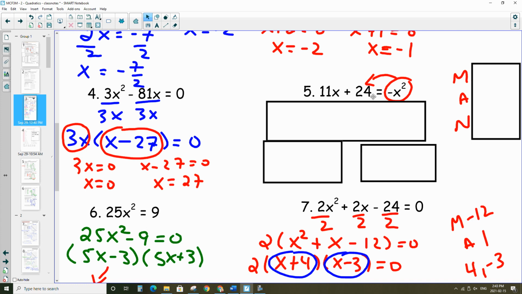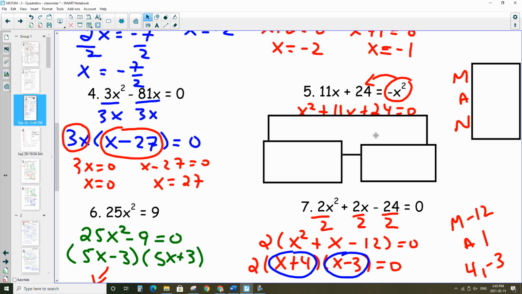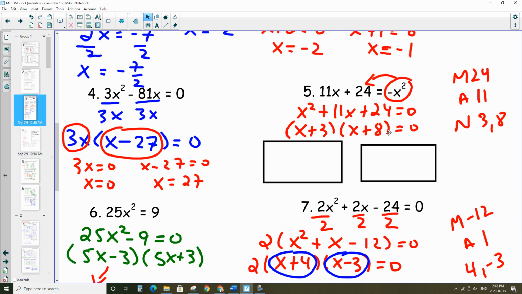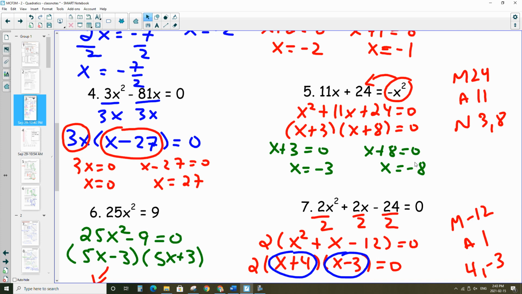In this example, notice that not all terms are on the same side, so we need to bring this negative x squared over to the left-hand side first, and it becomes positive. Now we have a nice trinomial. You're looking for two numbers that multiply to 24 and add to 11, which are 3 and 8. So it's factored, and each of these bracket parts is going to give us a solution. The left one gives us x equals negative 3, and this one gives us x equals negative 8.